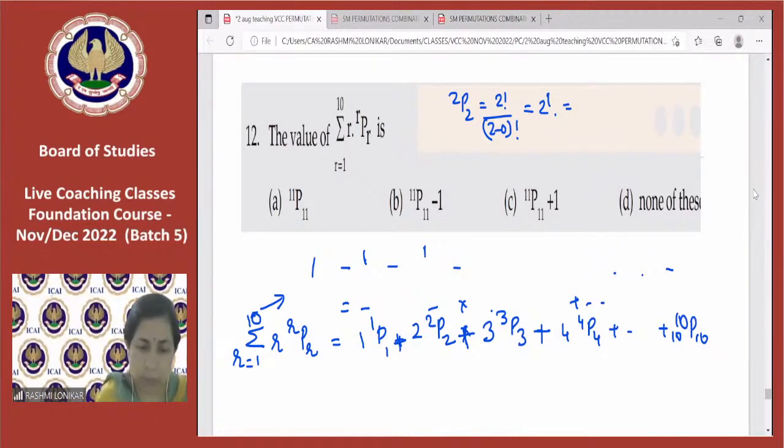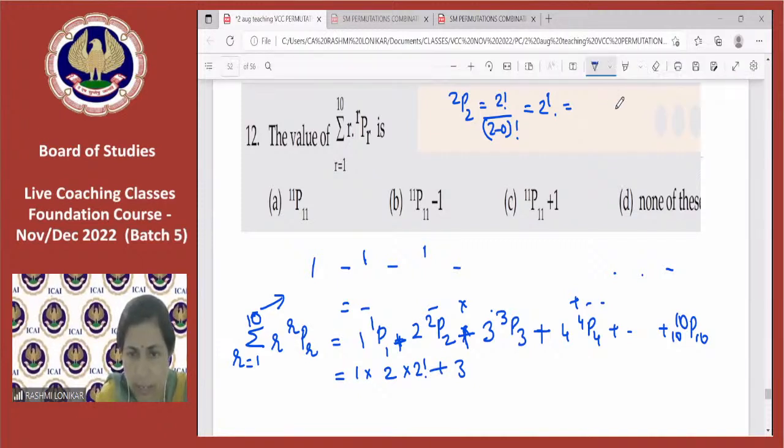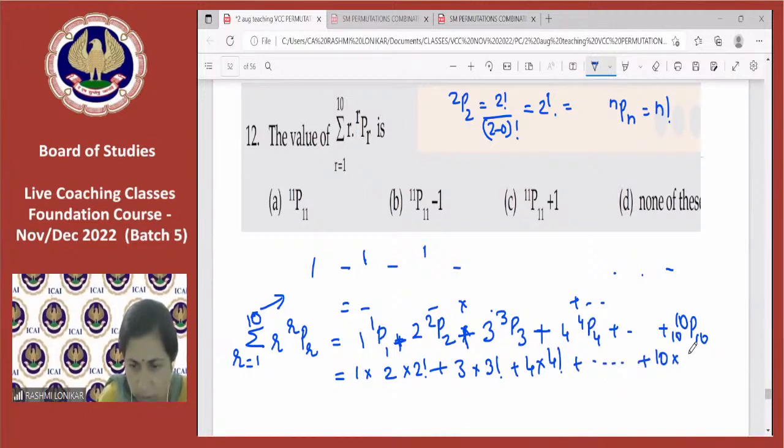Now what is this? This is equal to 1 into 1 factorial plus 2 into 2 factorial, because 2P2, I know the formula, nPn is equal to n factorial. Plus 3 into 3 factorial plus 4 into 4 factorial plus so on plus 10 into 10 factorial.